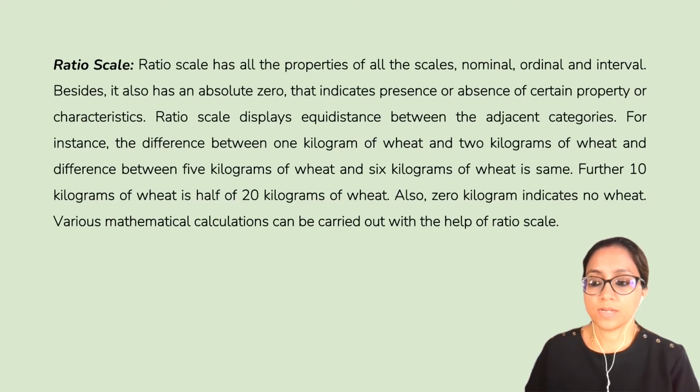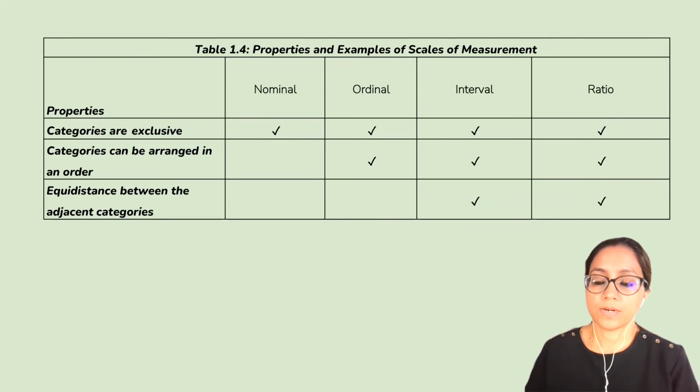Also, 0 kilograms indicates no wheat. Okay, so various mathematical calculations can be carried out with the help of ratio scale. So this is all about ratio scale. Now, let us see the properties and examples of the scale of measurement.